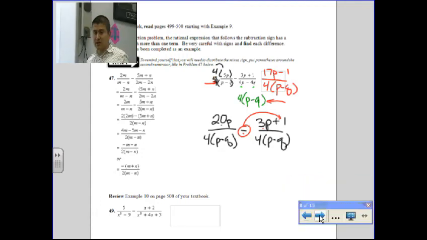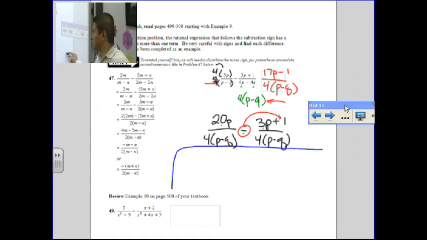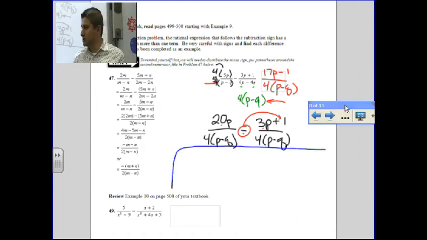The concept is still the same. I need to get a common denominator, but before I can do that, I need to factor. That's what makes this one a little bit more difficult. So let's try number 49. I'll put it up here. Here's what we're going to do. Let's take only a look at the denominators.